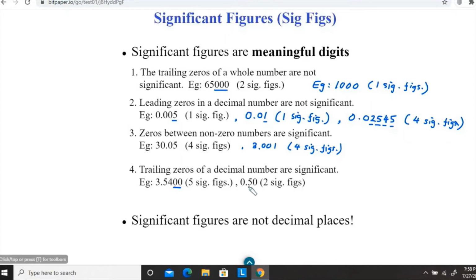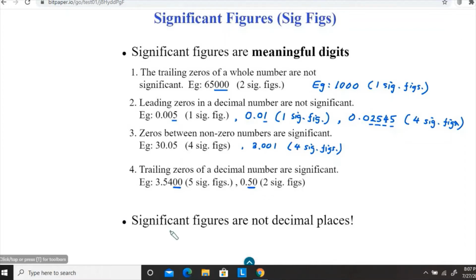In this case, you have 0.50. The leading zero is not significant, but this trailing zero is significant. So as a result, you have 2 sig figs for this number.